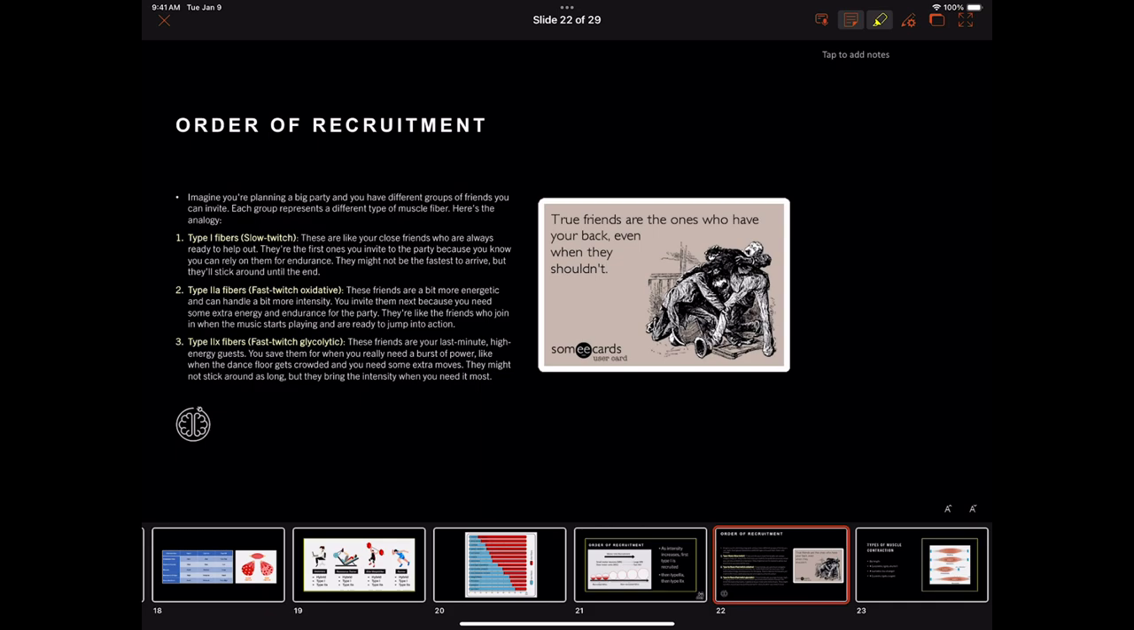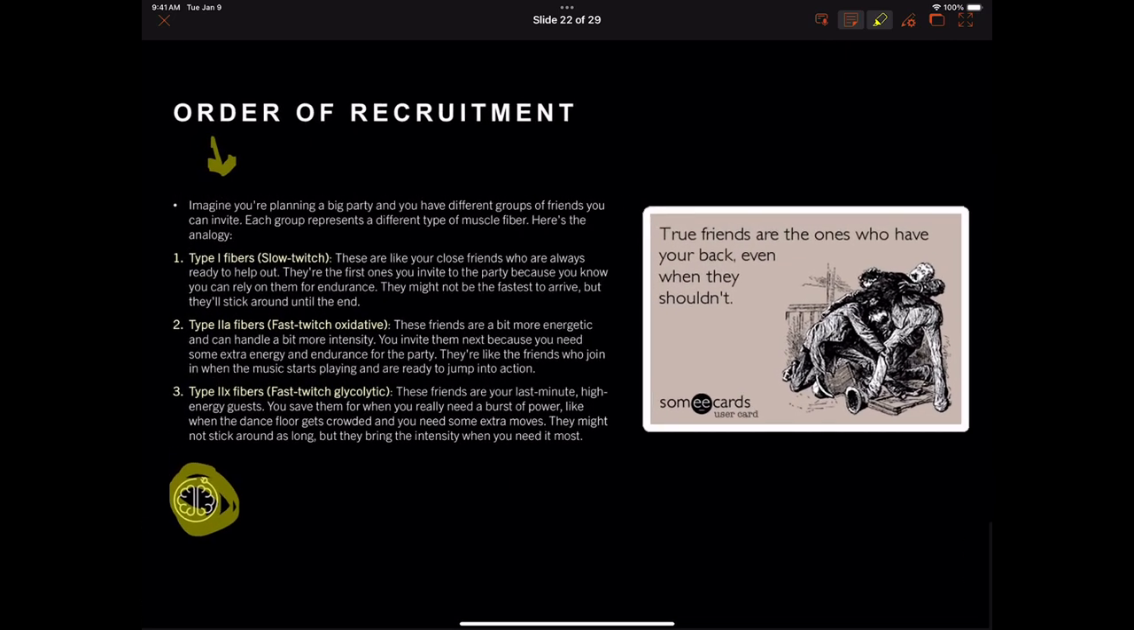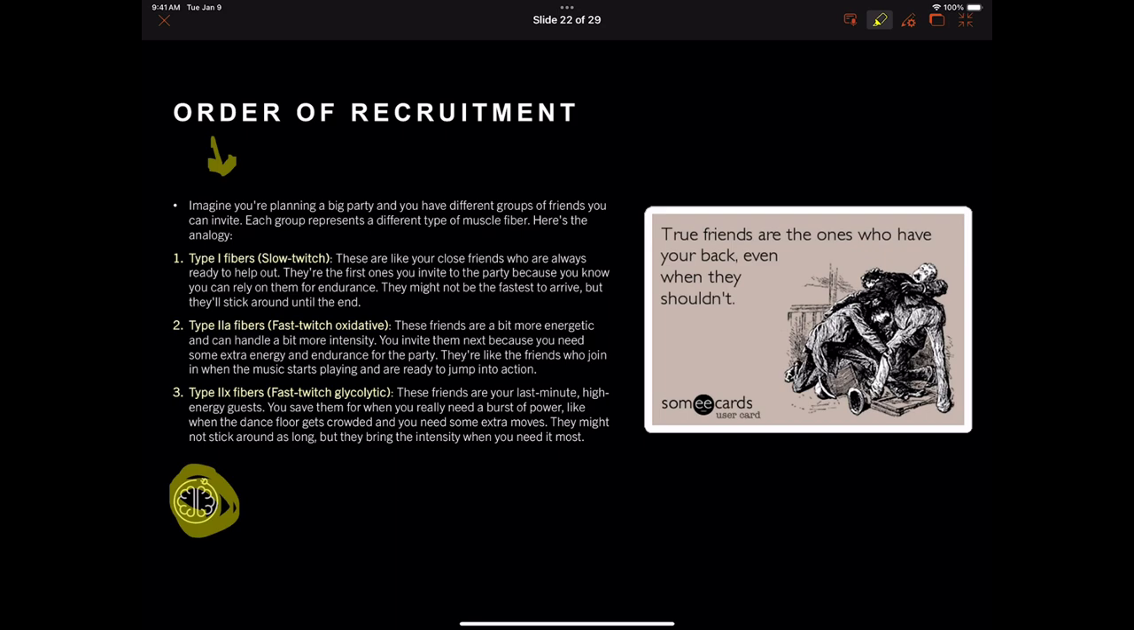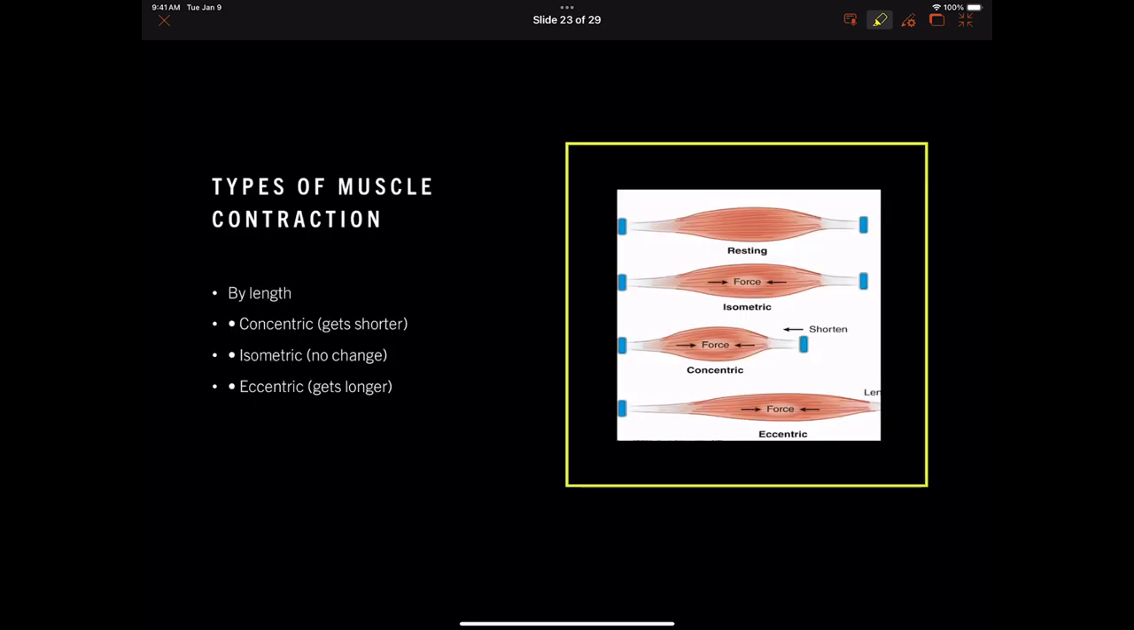And here I just have, you can read this on your own. It talks about order of recruitment. And I'm just saying that, again, this is an analogy, right? So look at that. I'm just telling you essentially how we recruit these muscle fibers, and I do it in an analogy. I am going to skip this slide. You do not have to worry about it.